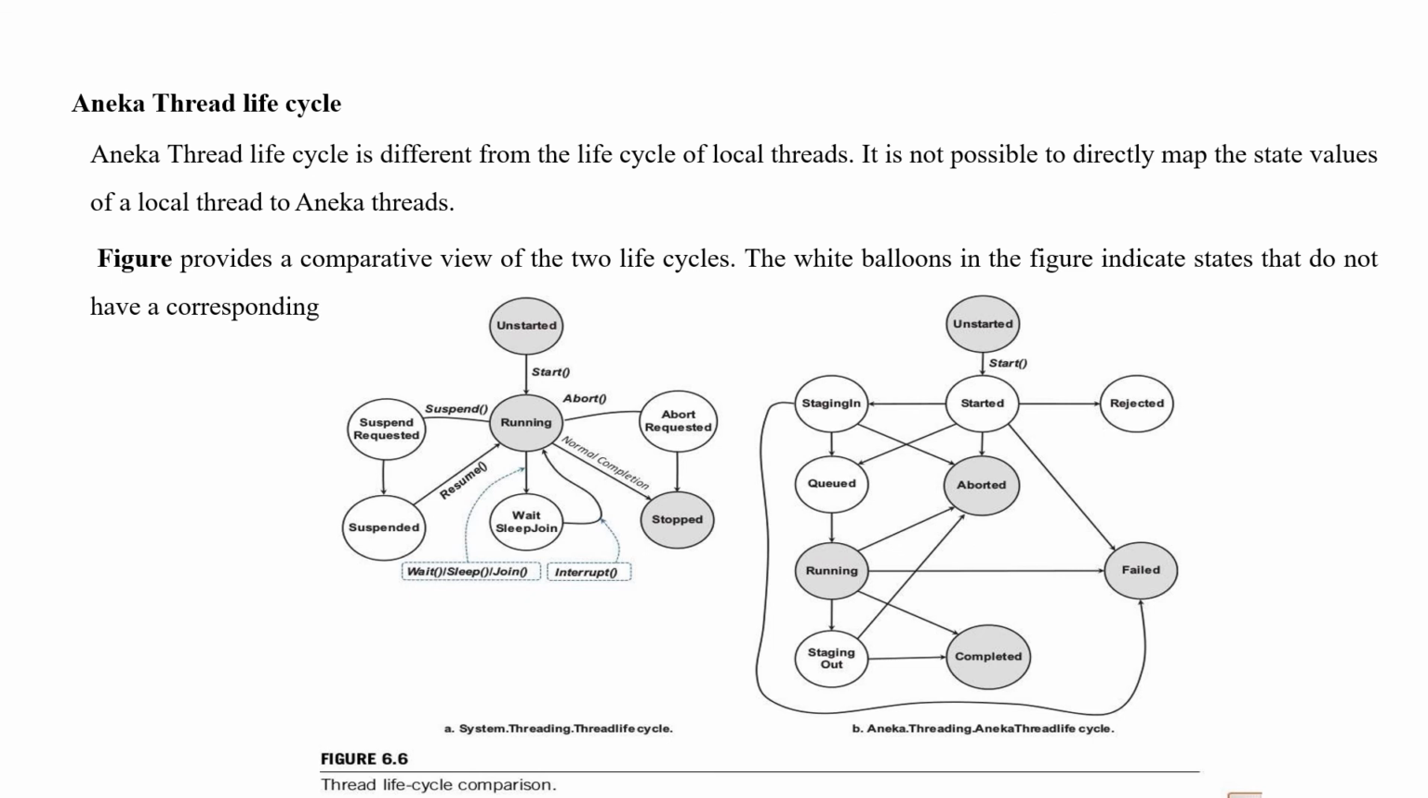In case there are output files to retrieve, the state is said to be staging out while the files are collected and sent to their final destination, and then it transits to the completed state. At any point of time, if the developer stops the execution of the application or directly calls the abort method, the thread is aborted and its final state is said to be aborted.